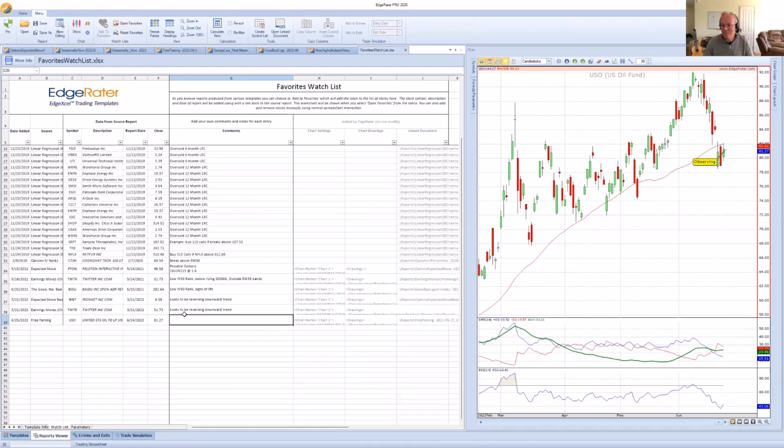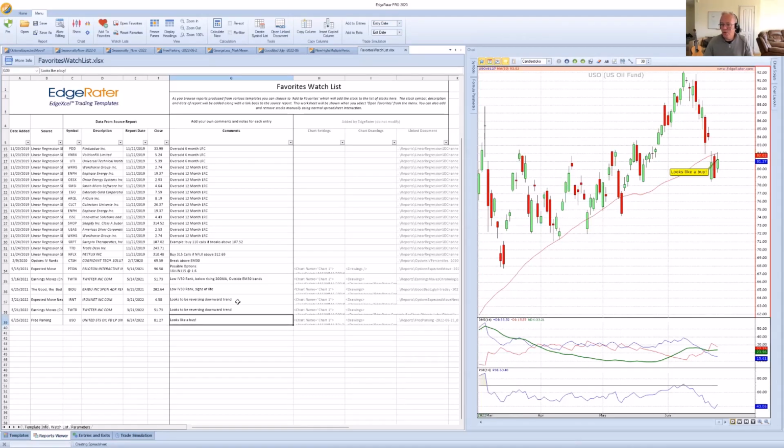I can open that, and you can see that it's added Free Parking. I could write a comment. For instance, I could say, looks like a buy. I don't really think that, but you could say that. And then when you come back to review your favorites watch list, the chart will display whatever comment you put on here. And the report also tells you where you found this stock. So you found it in Free Parking.